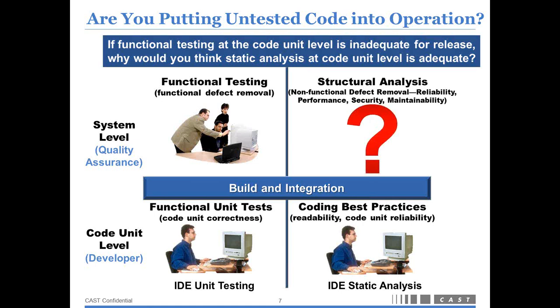So if functional testing at the code unit level is inadequate for a release, and you know you have to do functional testing at the integration and system level, why would you think that analysis with freeware at the code level is adequate? You really need a strong analysis of structural integrity of the application at the system level. And this is done after you do the build. It's not something that developers do. It really has to be done at the integrated build level.